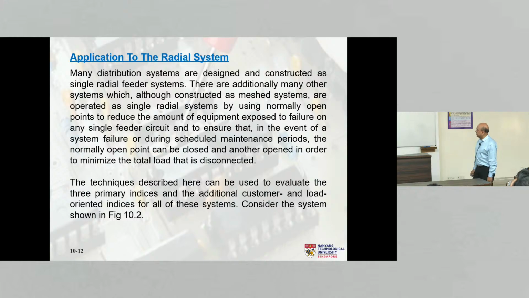So now let's apply it to a radial system. Like we said, many distribution systems are connected radially, and the techniques that we are describing here are used to evaluate the three primary indices. What are those three primary indices?